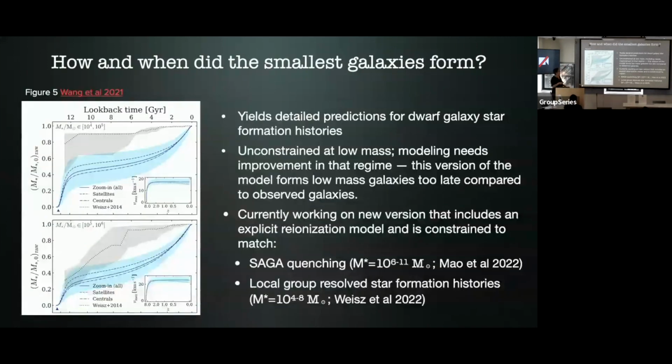Yeah, so we can ask about how the smallest galaxies form, right? We can get really detailed predictions for dwarf galaxy star formation histories. In the previous modeling, this was really unconstrained at low mass. So the modeling needs improvement in this regime. And I'm really excited that the SAGA data that I told you about will be able to constrain this, along with resolved star formation histories from the Local Group, now that we really have the mass accretion histories for the corresponding systems in the Local Group.